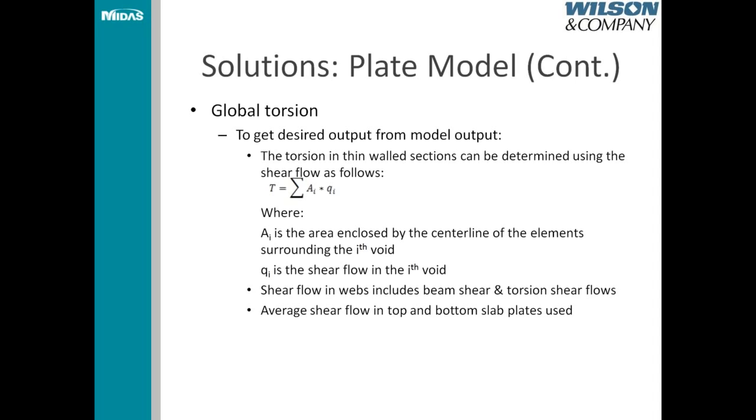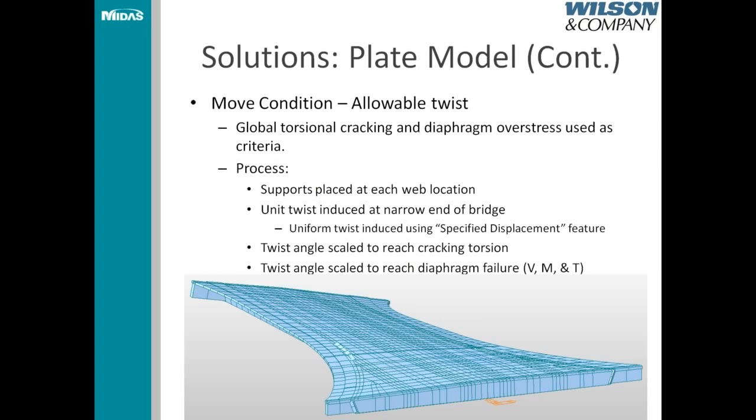Instead of trying to separate those two effects for the webs, I chose to only consider the top and bottom slab plates in calculating that torsional moment. Then looking at the move condition, in terms of the allowable twist, the global torsional cracking and diaphragm overstress were used as criteria.